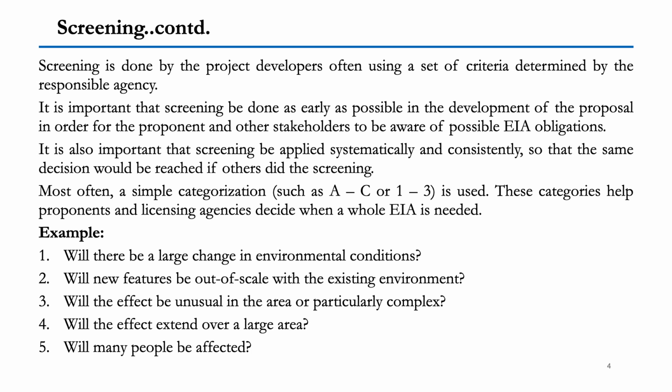So, for example, what are the criteria on which screening is done? I've just given certain examples. Will there be a large change in environmental conditions? Will new features be out of scale with the existing environment? Will the effect be unusual in the area or particularly complex? Will the effect extend over a large area? Will many people be affected? So these are certain socio-environmental kinds of analysis which the screening committee or the licensing agency needs to carry out.